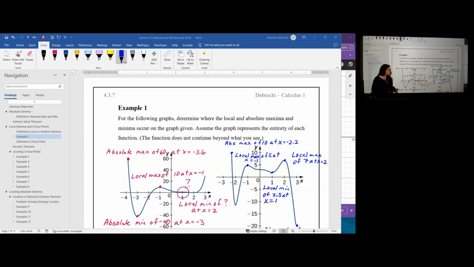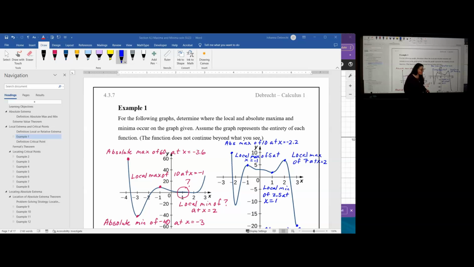It's not the absolute because it's not the highest or the lowest. We'd simply leave it out. Looking at the next graph, this point on the far left at about negative 2.2 is the absolute maximum of about 10. Now, it does not count as a relative extrema because it's on the end point.